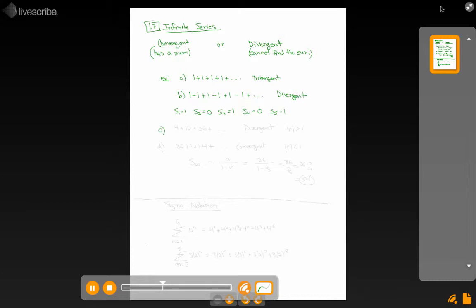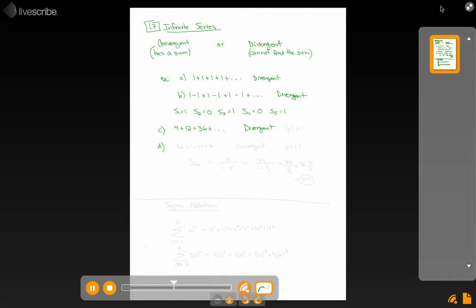Now, if we were given something like an earlier example where we had, let's say, 4 plus 12 plus 36 plus ... Even in just looking at that, I can see that the sum of the first term is 4, and then 16, and then 52, and these numbers are getting larger and larger and larger. And because the common ratio of this geometric series is greater than 1, this definitely is divergent. There's no way of finding the infinite sum of this.